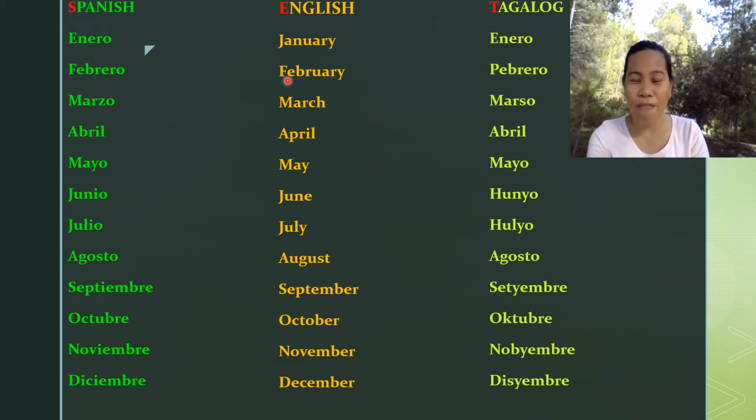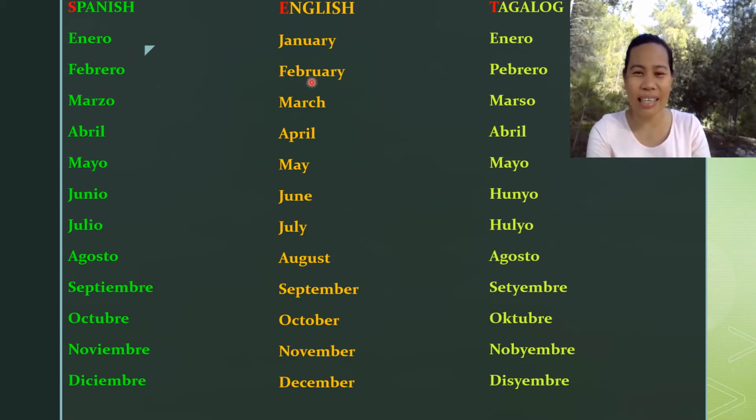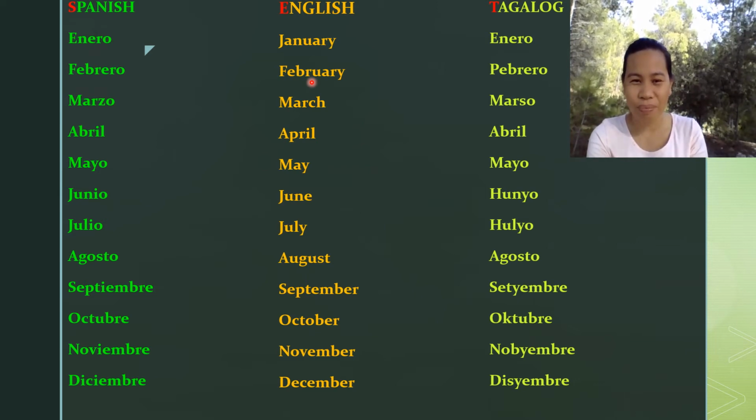Febrero means February. Again, in English, February. And in Tagalog, Pebrero. As you can see, the only difference is the letter F, la F in Castellano, and la P, letter P. Next, Marzo, March in English, March, Marzo in Tagalog. So as you can see, the only difference is la seta, and letter S, Marzo.